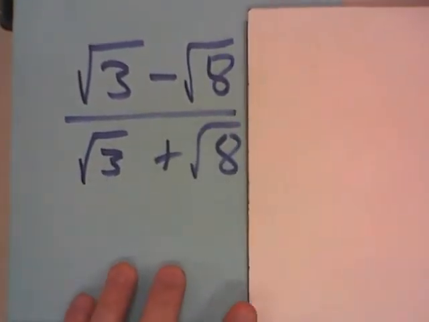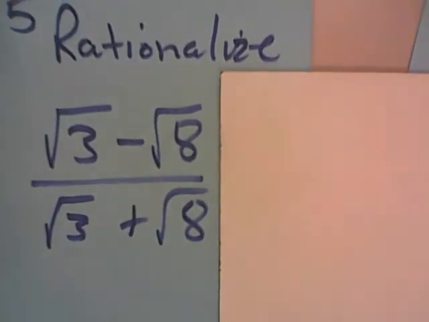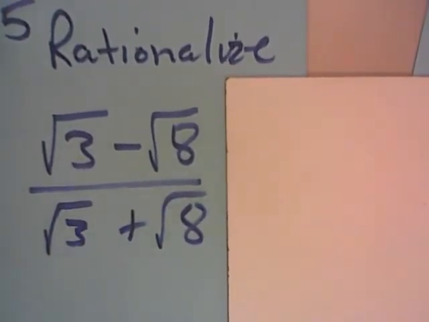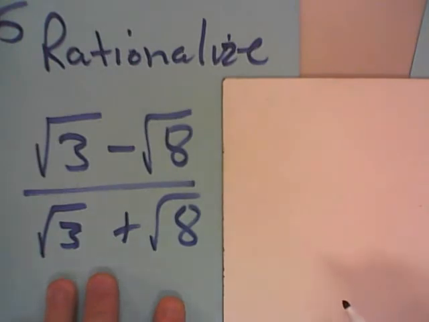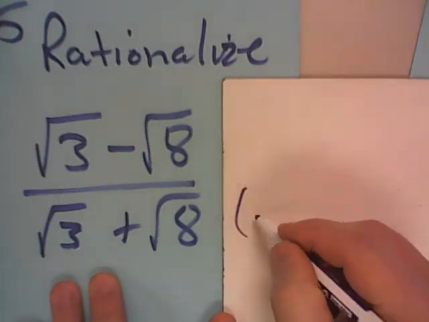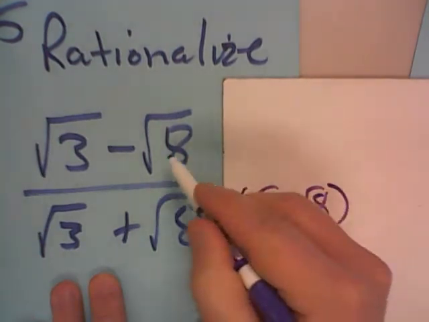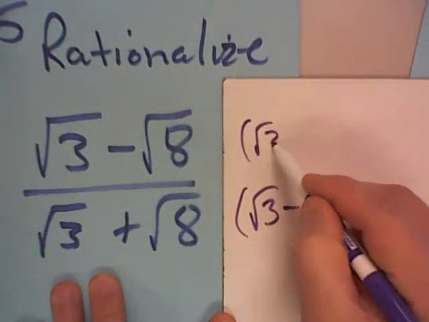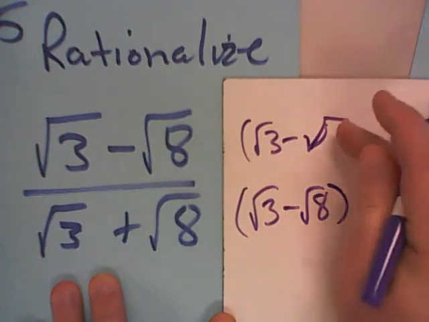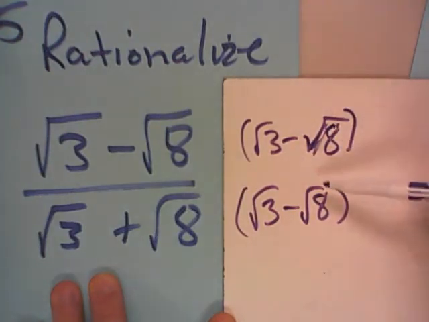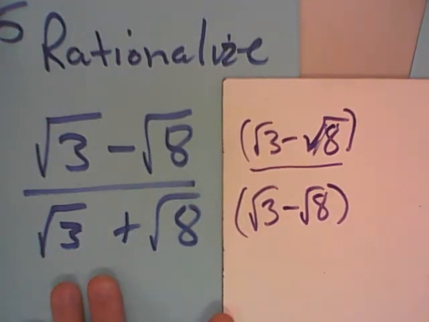But what I'd like to do is I'm going to multiply both the top and the bottom by the conjugate of the denominator. In other words, I'm going to multiply by radical 3 minus radical 8. And I'm going to multiply the top here by the same thing, radical 3 minus radical 8. Because this really is just multiplying by 1. It won't change the value, but it will rationalize the denominator.